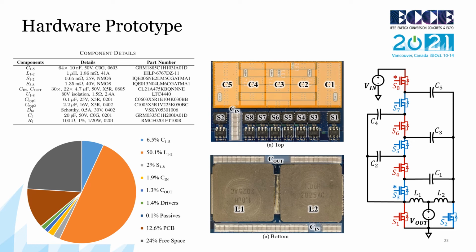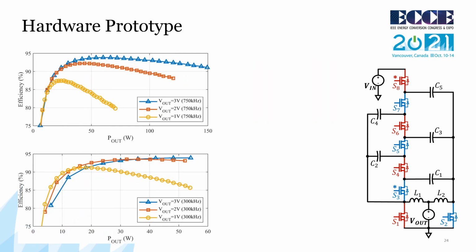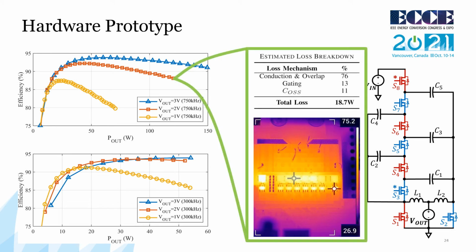To deliver power to each of our high-side gate drivers, we used a standard cascading bootstrap. Efficiency curves were taken at a number of different output voltages and at switching frequencies of 750 kHz and 300 kHz, with most peak efficiencies well above 90%. At heavy load, most of our losses are conduction-based, with temperatures never exceeding 80 degrees Celsius. Next, let's take a look at some voltage waveforms.